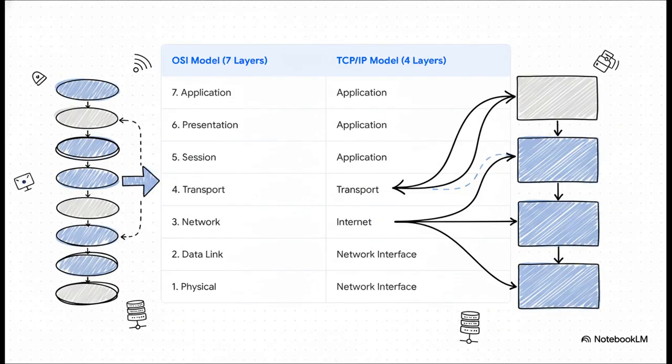To keep all this network communication organized, we use conceptual models. The two you'll need to know are OSI and TCP/IP. The OSI model is the 7-layer theoretical framework. It's like the detailed textbook version. The TCP/IP model is the more practical 4-layer model that the actual internet is built on. As you can see, it basically just combines some of the OSI layers. They both describe the same process, but TCP/IP is the one we actually use.